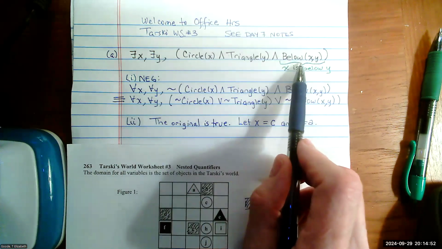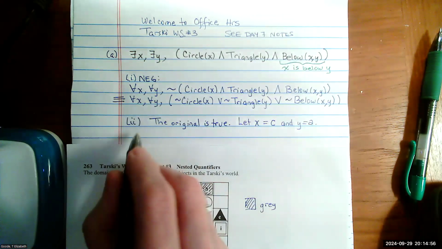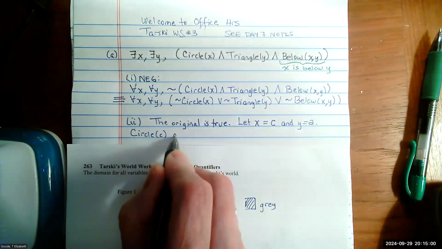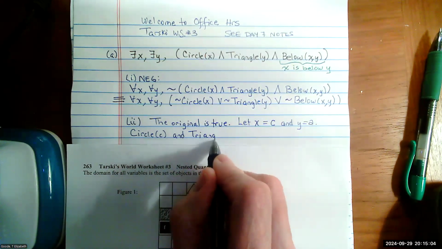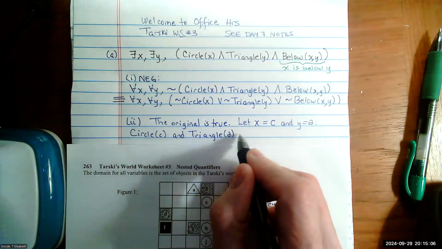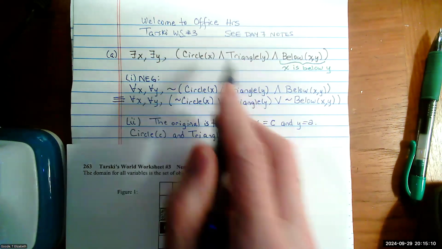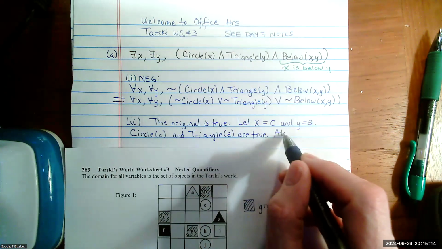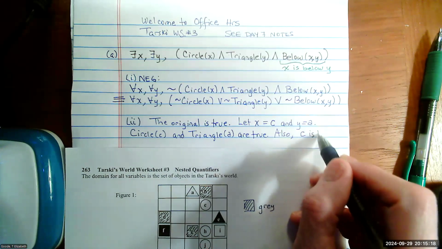We have to talk about each part of this compound predicate. It's an and operated statement, so all components need to be verified. So circle C and triangle A are true. You can just say it. By telling me what shape they are, you're telling me you know that C is the circle and A is the triangle. Also, C is below A.